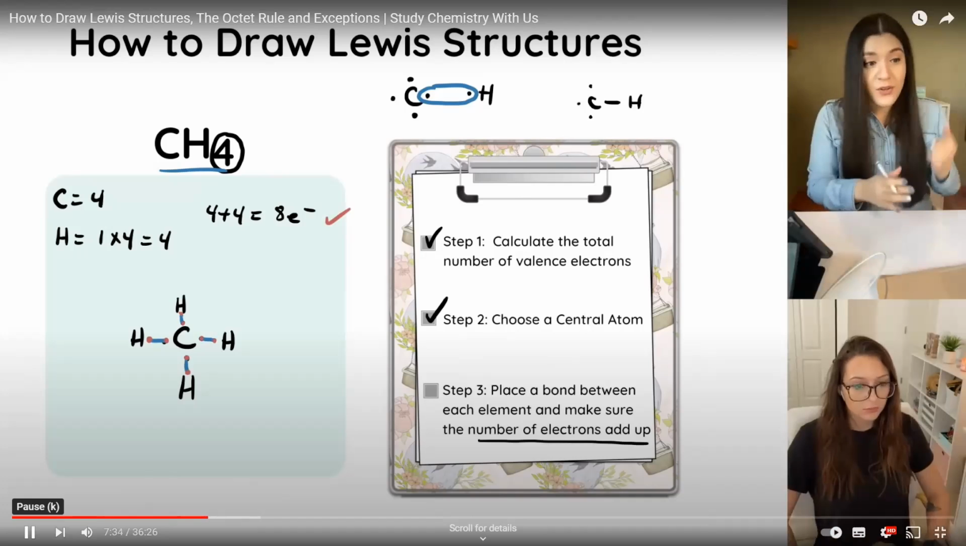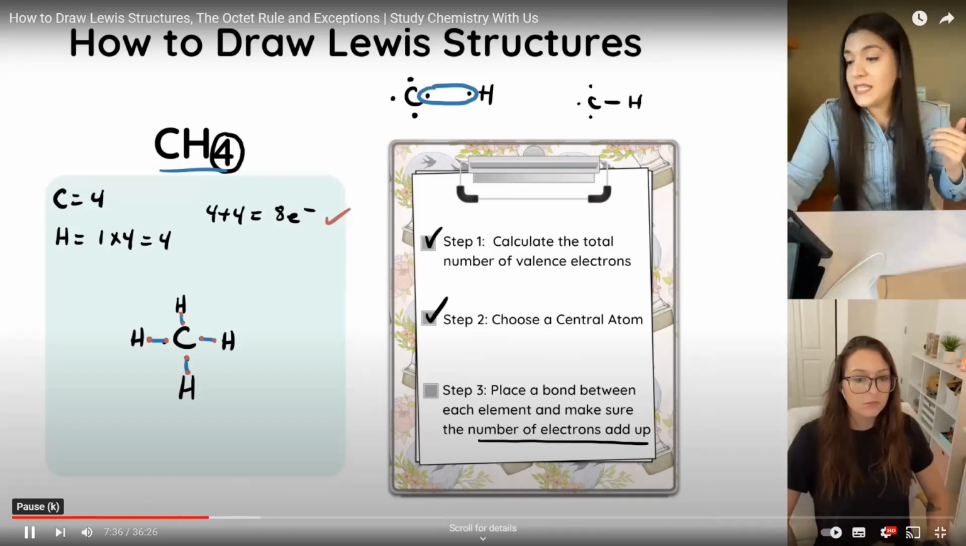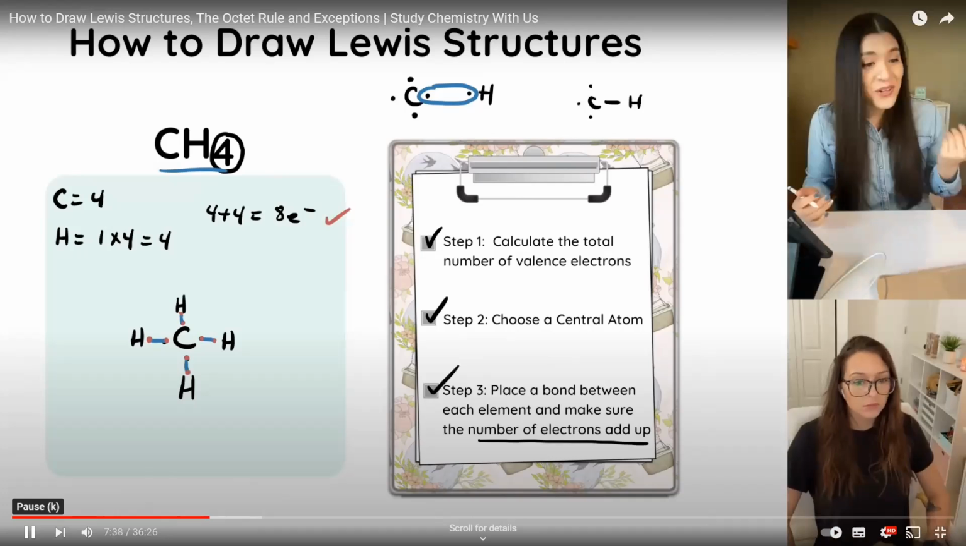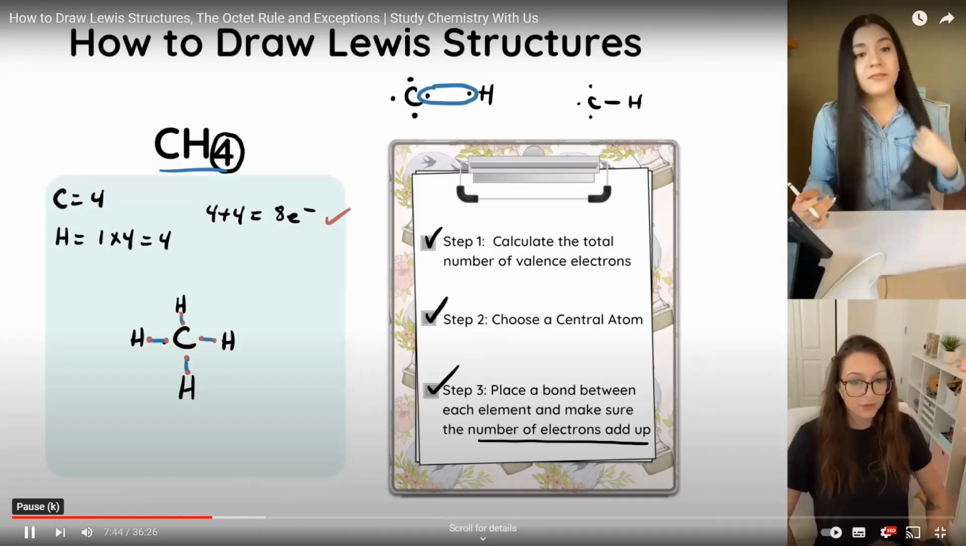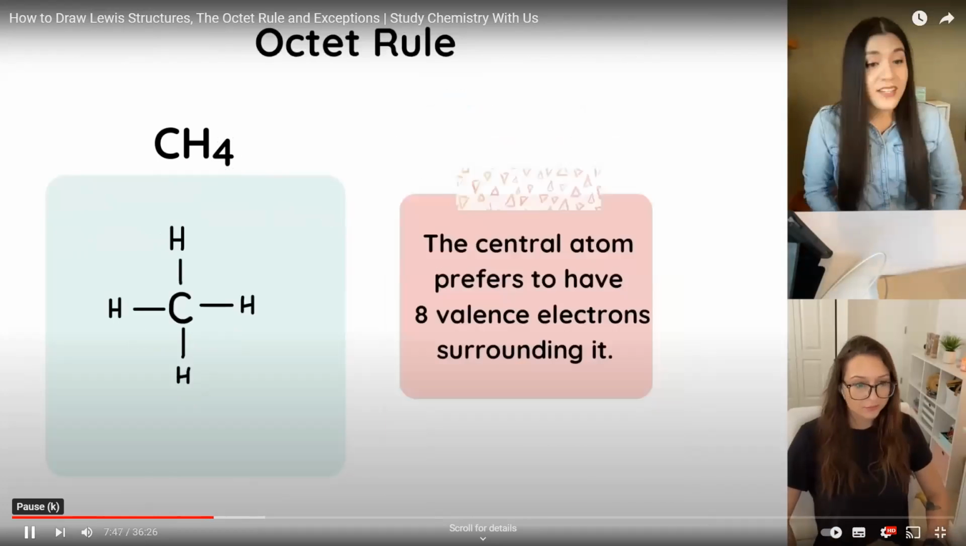So those are, I'd say, the main 3 steps for a typical Lewis structure. That's what we would apply. Questions here? No, that makes sense. Perfect. Moving on to the octet rule.